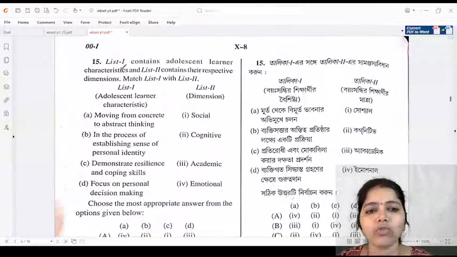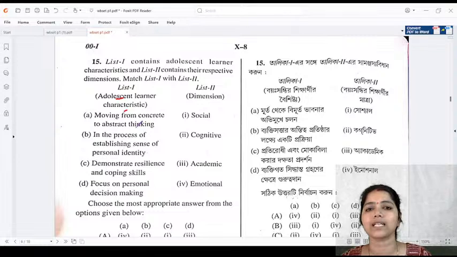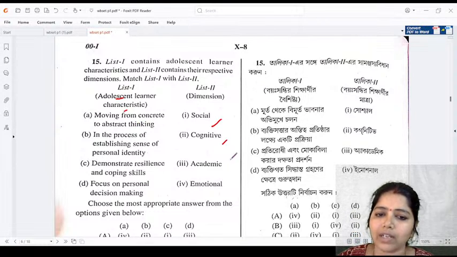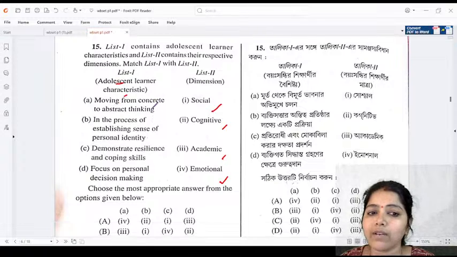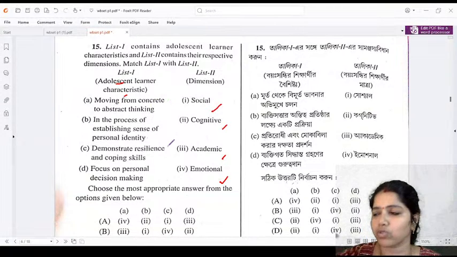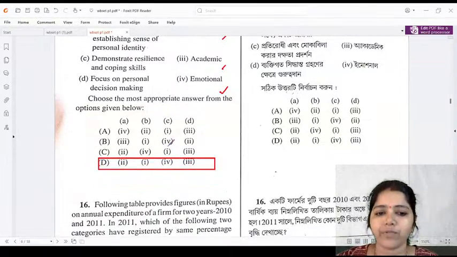And this is with respect to adolescent learner characteristics. With respect to the learning characteristics, we have the 4 domains, that is social, cognitive, academic, and emotional. Social means what? Social means moving from concrete to abstract thinking. With respect to social, when I move, I will be moving from concrete thinking to abstract thinking.